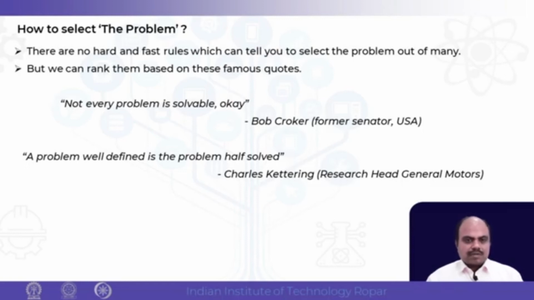There are some quotations which say that not every problem is solvable. Which means that Bob is telling us that we have to understand that we cannot solve all the problems. We have to solve the problem which we are confident about. A problem well defined is a problem half solved. Why? Because when you are understanding the problem and finding out the exact focus, we have already understood that the solutions will be focusing on this problem only.